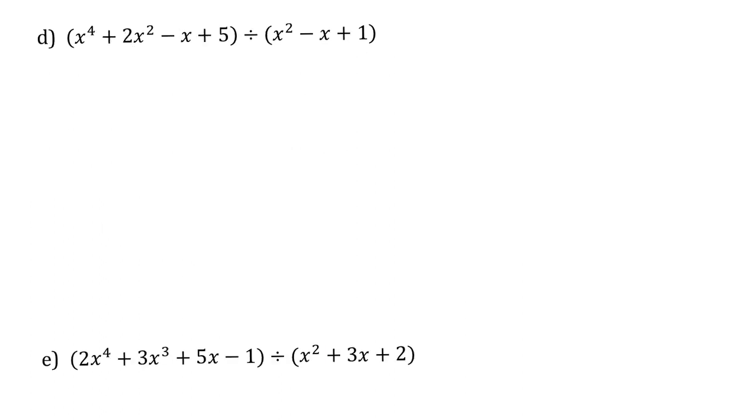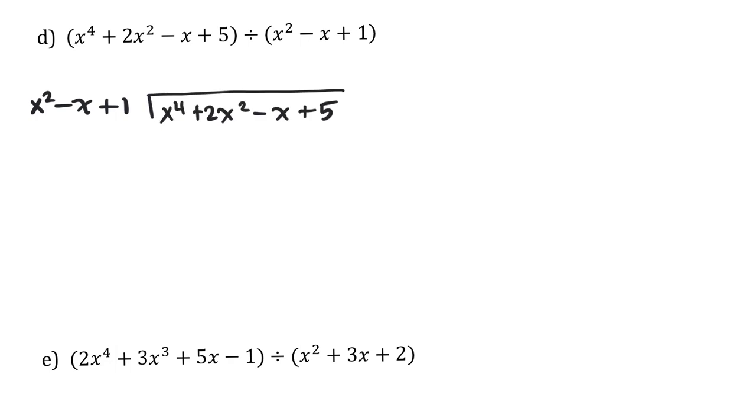If you feel good on C, go ahead and try D on your own. You can pause it and then unpause when you're ready. Okay, x squared. Let me just remind myself, look at the x squared. To get x to the fourth, I need it times by x squared. So I'm going to put that, oh shoot, I'm missing a term. Oh man.